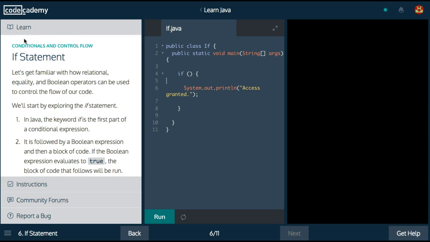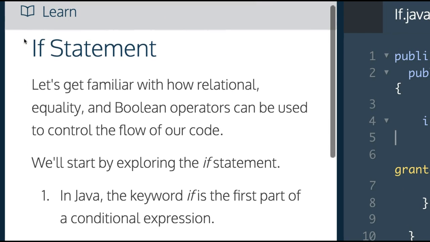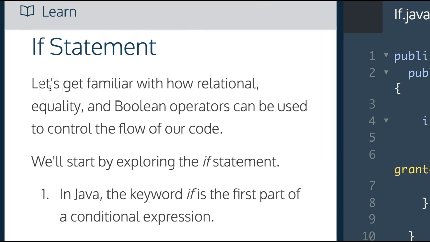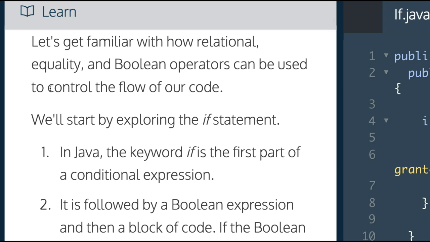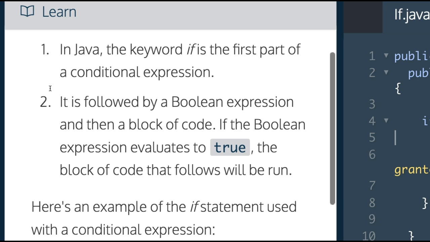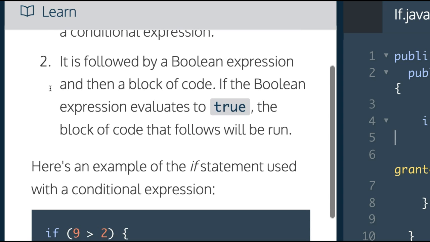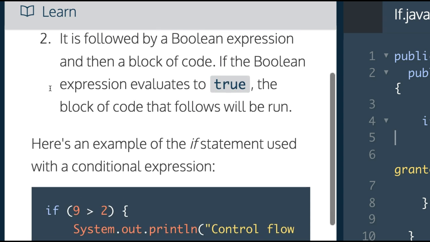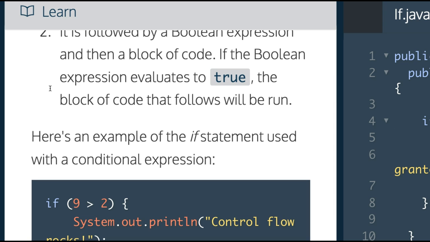We're in the Conditionals and Control Flow section, If Statement. Let's get familiar with how relational equality and Boolean operators can be used to control the flow of our code. We'll start by exploring the if statement. In Java, the keyword if is the first part of a conditional expression. It is followed by a Boolean expression and then a block of code. If the Boolean expression evaluates to true, the block of code that follows will be run.